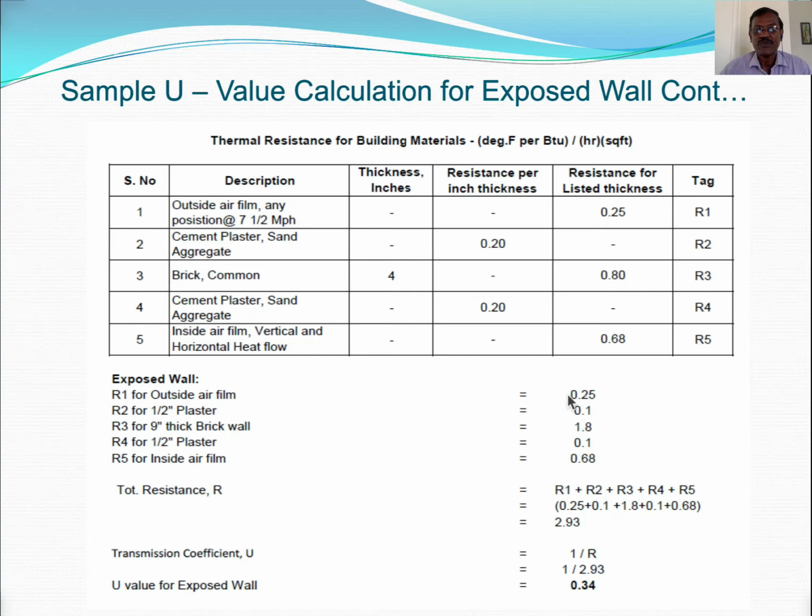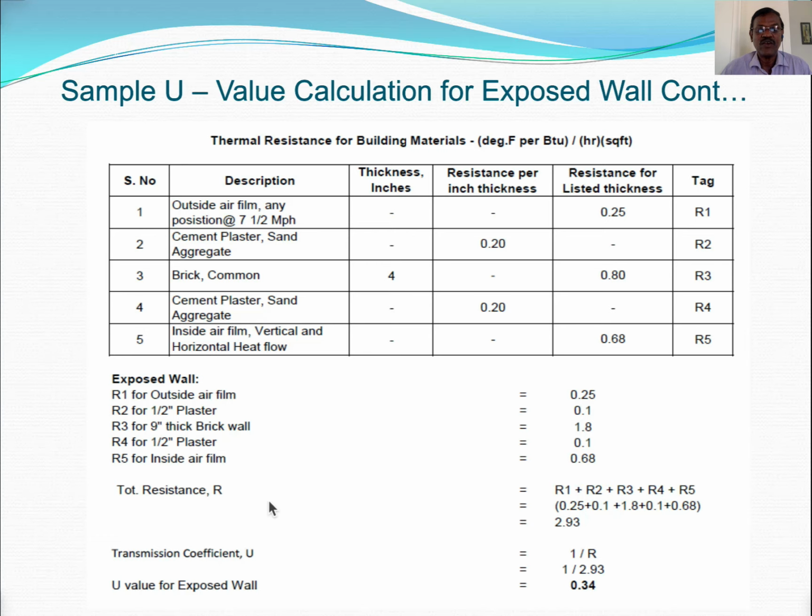So for the exposed wall, R1, R2, R3, R4, R5, the total resistance will come to 2.93, and U is equal to 1 by R, that is 1 divided by 2.93, which is coming to 0.34. So this is the way you have to work out the U value. So these are the calculations for the exposed wall.